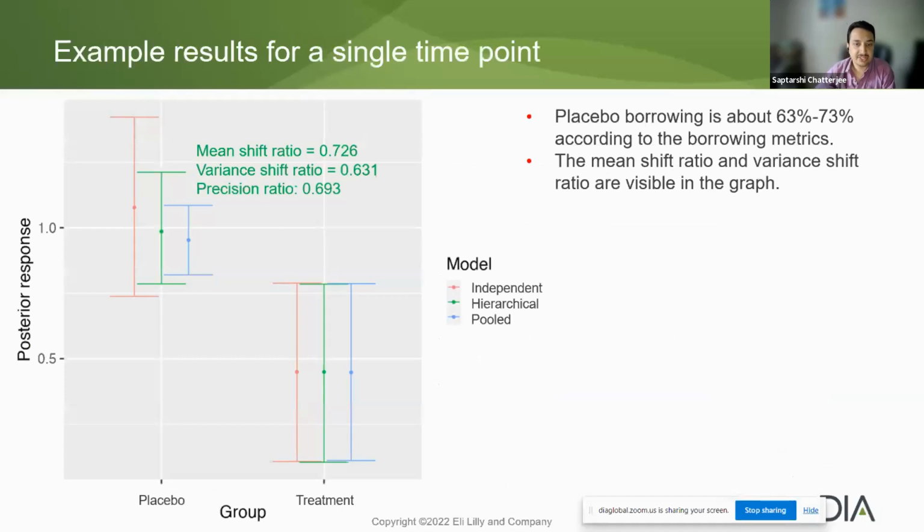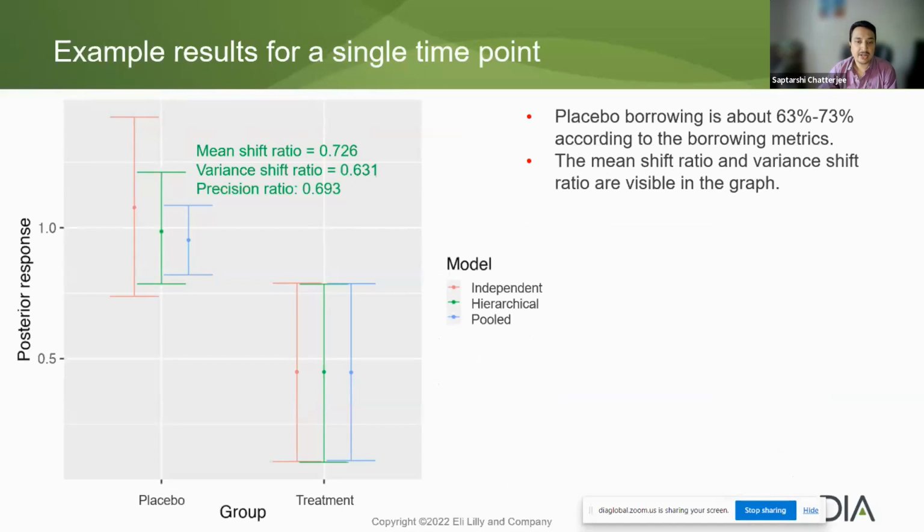Now here's an example result for a single time point. What we see here, like in the placebo group, is that there is some shift in the location as well as the scale; the credible interval usually gets shortened after doing the borrowing. And the location also changes. You see that change in the placebo group, but you don't see the change in the treatment group. The reason is that here we are only focusing on the placebo borrowing.